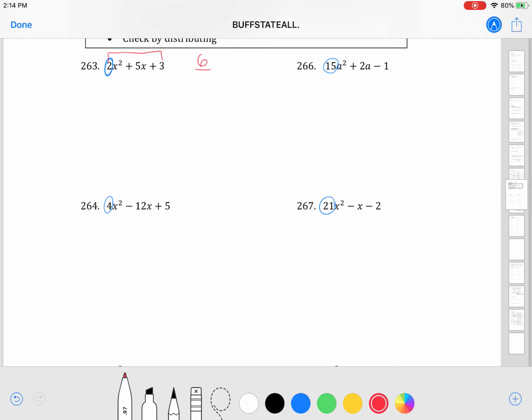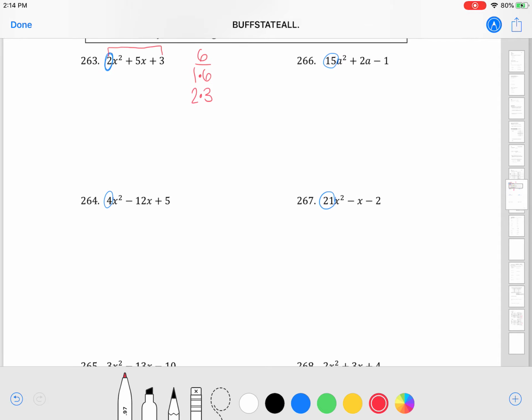What we are going to do with that 6 is list the factors of 6 like we did at the very beginning of the last video. So what I mean by that is 1 times 6 and 2 times 3. Those are the only factors that multiply together to get me 6. Now I know it could also be 3 times 2 and 6 times 1. You don't have to reverse the order of them. You just need to list all of the factors.